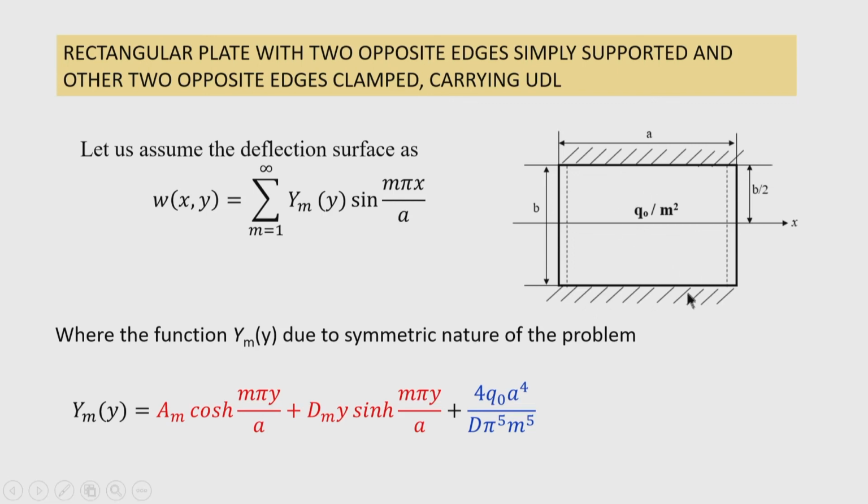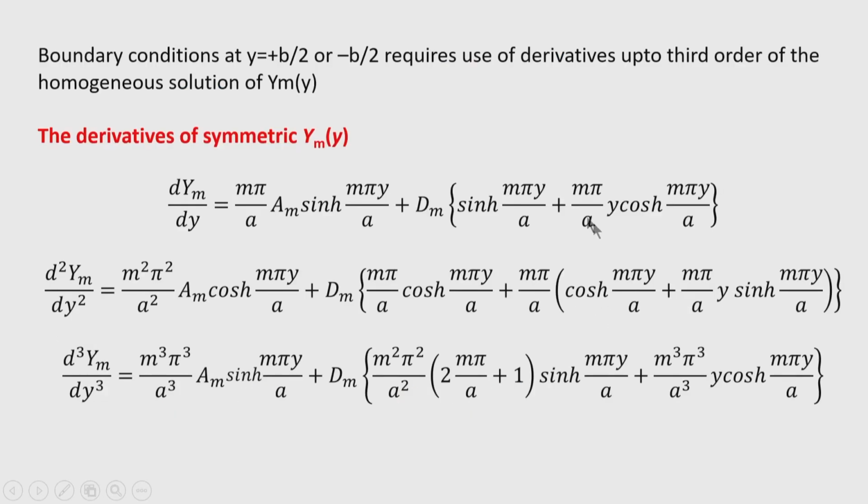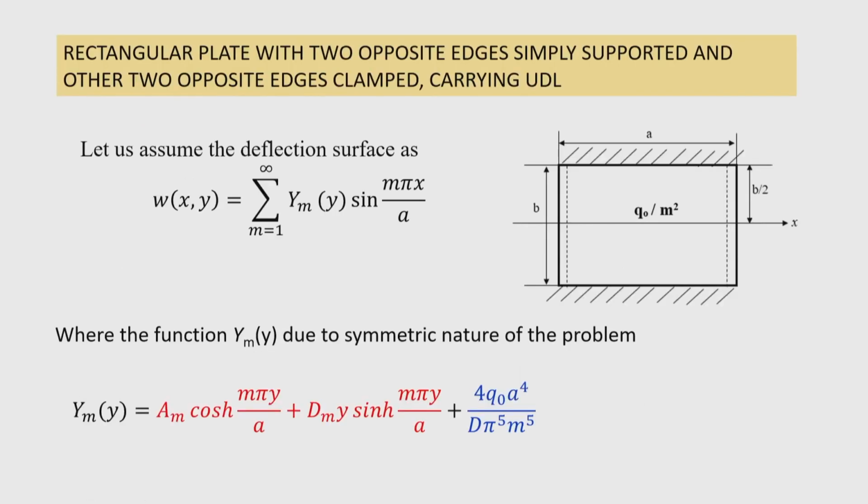So, now we will apply the boundary conditions at the two opposite edges. Now, the boundary condition at the edge y is equal to plus b by 2 or minus b by 2 requires the use of derivatives. Let us now physically understand the boundary conditions of these two edges.